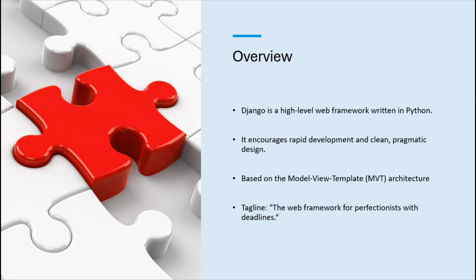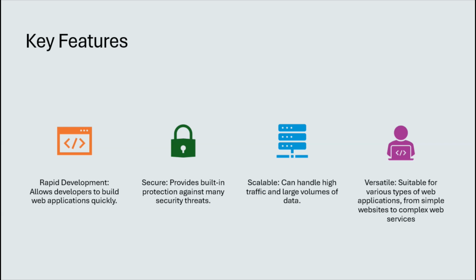Now, Django is based on the model view template architecture. We will get into architectures in other videos, but we will focus on the MVT in the upcoming slides. Now, the key features of Django. Rapid development. We already talked about this. It allows developers to build web applications quickly.